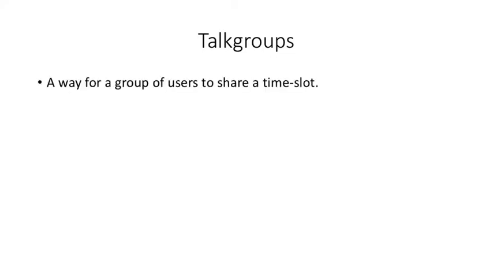Now, with DMR, we have what's called talk groups. Talk groups are just a way for a group of users to share a time slot. Okay? What that means is, as we get into talk groups and time slots, we'll get a better feel of this. But think of it as a one-to-many communication. And if you don't have that talk group programmed into your radio, you're not going to hear what they're talking about.